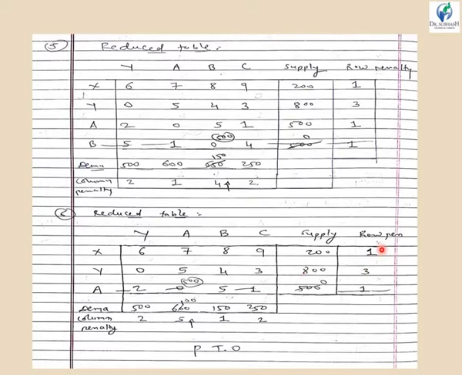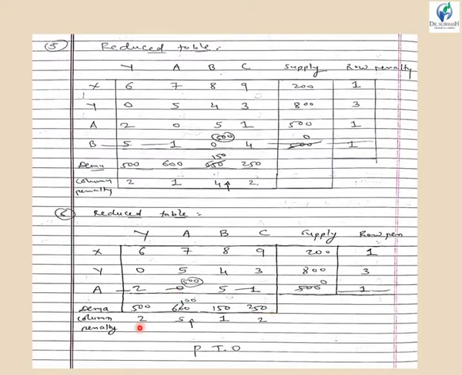Again calculating the row penalties. The smallest element in the X row is 6, the second smallest is 7, so the difference is 1. Similarly for Y, the smallest is 0 and the second smallest is 3, so the difference between them is 3. Then in this particular row it is 1.